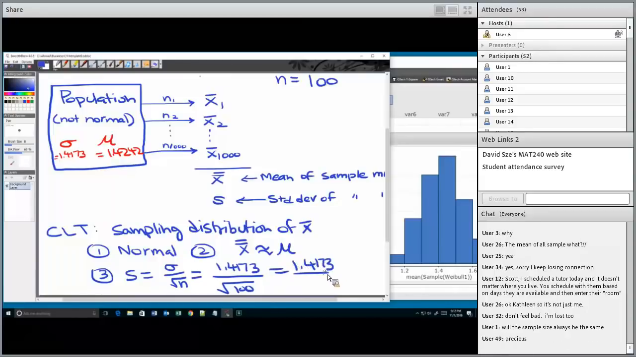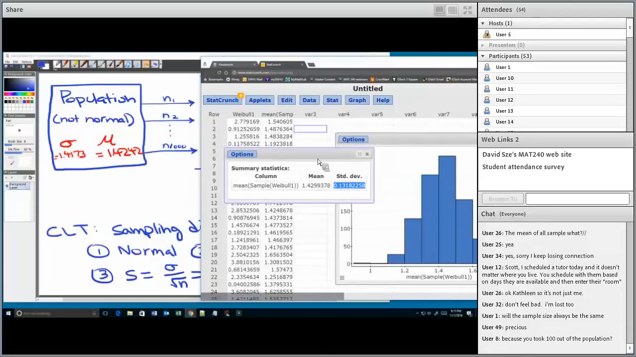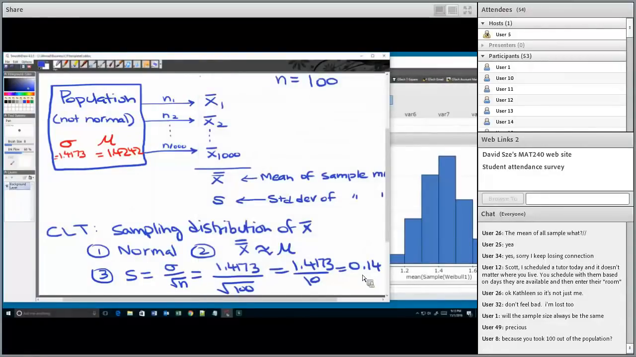1.4173 divided by 10, so it should be close to 0.14. Let's see what we actually had. And what do we have? We have 0.1318. Very, very close to what you expect.